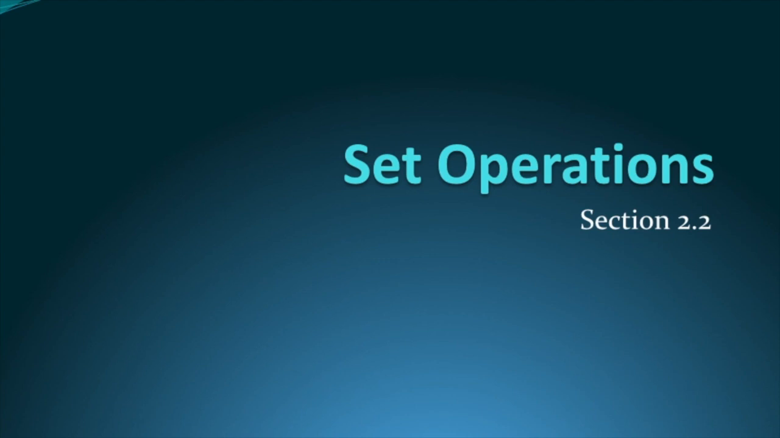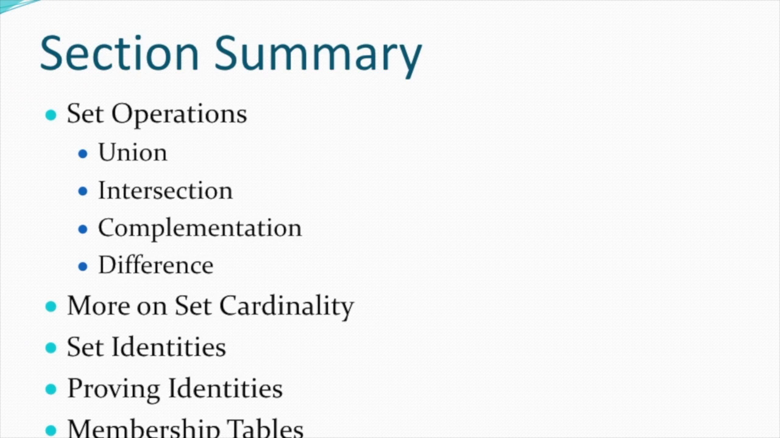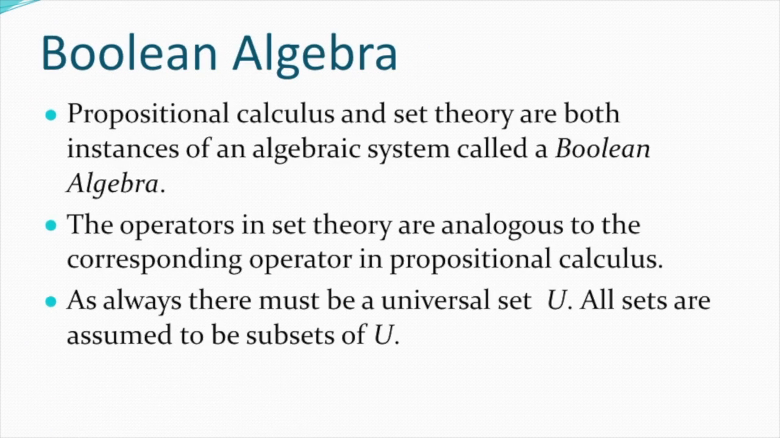Now, with set operations, we have specific operations that we can use with sets and the elements of the sets. So we will speak about how we can make a union between two sets, how we make an intersection, and how we can complement a set and find the difference between two sets. With propositional calculus and set theory, both are basically an instance of an algebraic system called Boolean algebra. It is the same that you use in logical design, in the digital circuits of the computer motherboard. So the same operators you would use in set theory correspond to the same operators that you use in propositional calculus, which is an algebra.